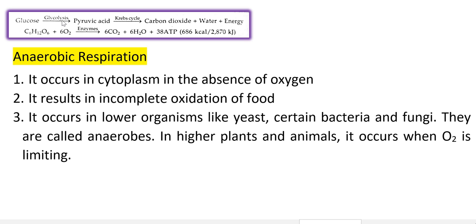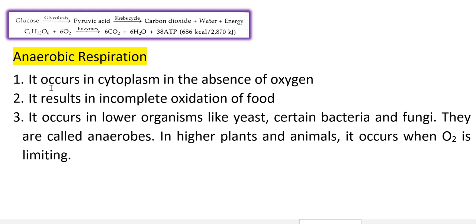So glucose, through glycolysis, converts into pyruvic acid, and that pyruvic acid finally through the Krebs cycle, through the complete oxidation process, turns into energy along with the end products carbon dioxide and water. This is the overall chemical equation of aerobic respiration, where oxygen is involved. Glucose is oxidized with the help of enzymes and forms 6CO2 plus 6H2O plus 38 ATP molecules. That means 686 kilocalorie or 2870 kilojoule. So this is the brief summary of aerobic respiration.